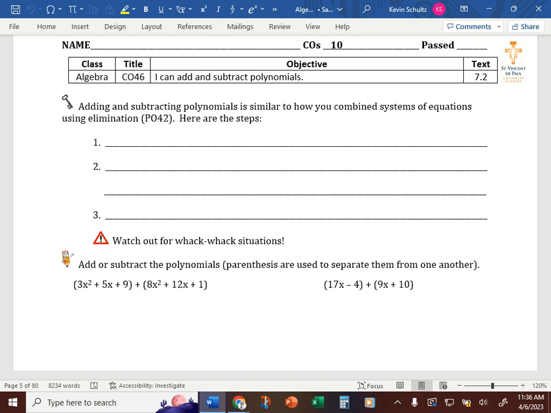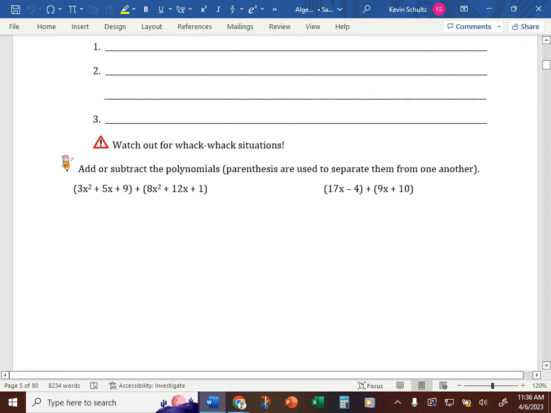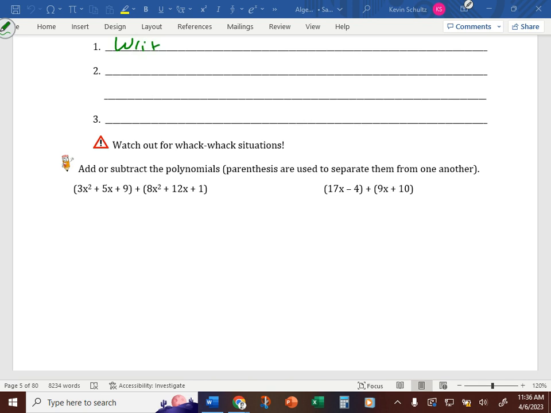Okay. But if you understand CO42, remember Oxenoid, how we kind of combined equations, okay, with solving for a system. And if you understand CO45, the whole like term polynomial thing, then this should be very smooth. Right. Step 1 is to first, let me scroll down so we can get the steps on here and do an example together. But step 1 is write each expression in standard form.